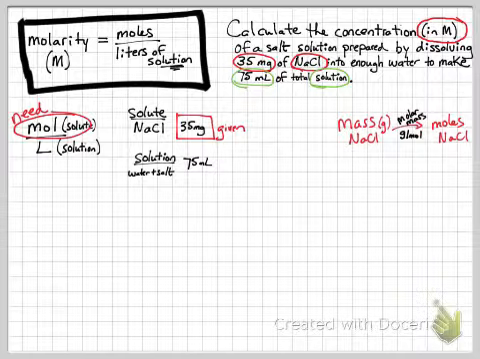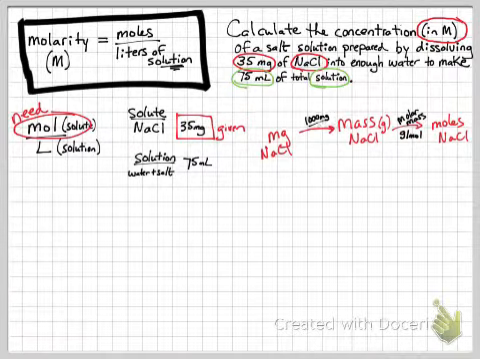But I've been given milligrams, and of course I'm thinking now that I can go from milligrams to grams because I know that there are 1,000 milligrams per gram. And so now I have a two-step process for calculating the moles of NaCl from the milligrams of sodium chloride that were given. Okay, once I have that, I'll have half of the problem done.